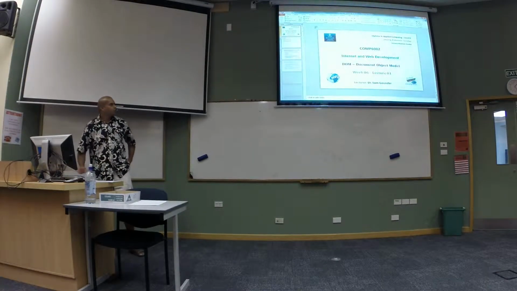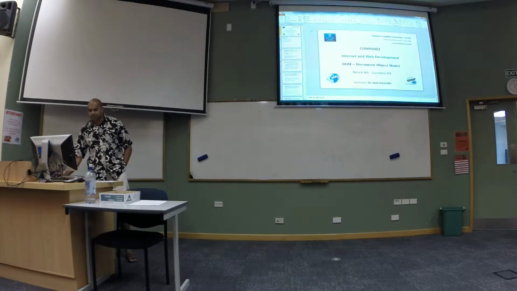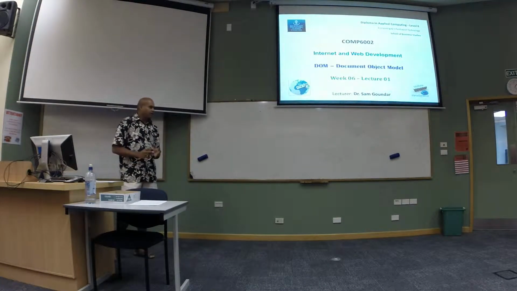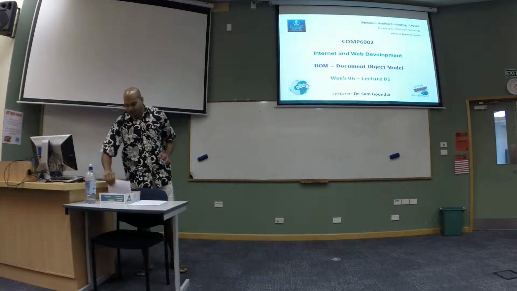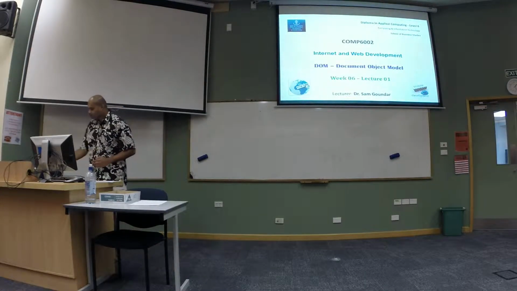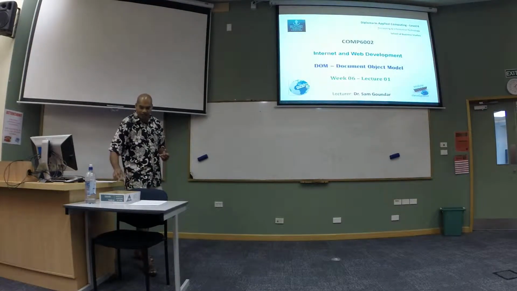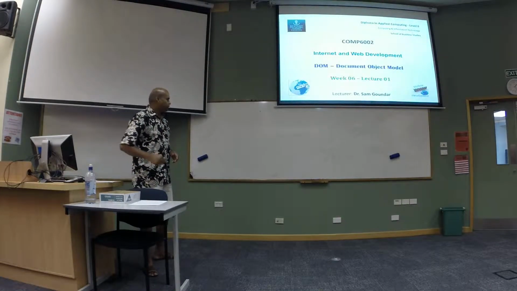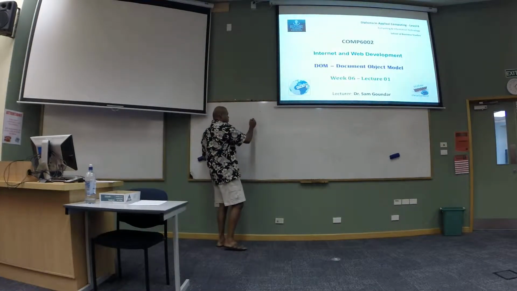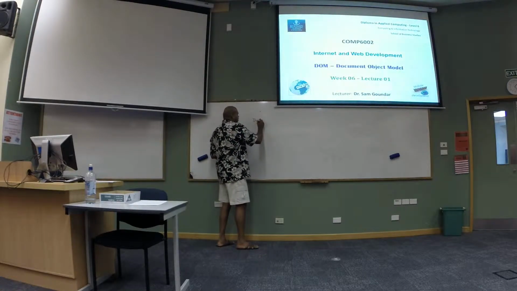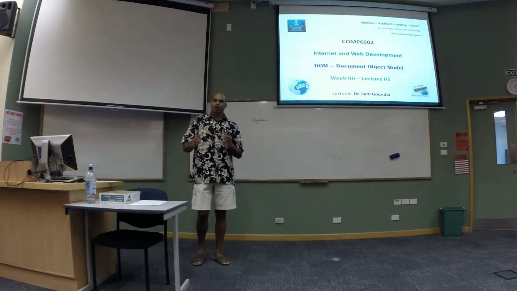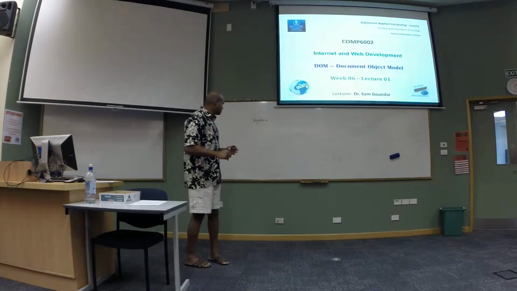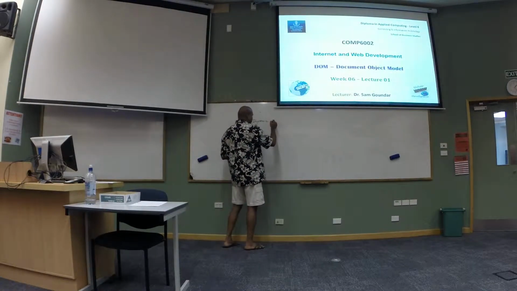Right. What we are going to look at today is the document object model, and the reason why we need to understand the document object model is so that we can use JavaScript to change whatever we want within a web page. And that is where the true dynamic capability, or when we say dynamic web pages, creating dynamic web pages comes from.